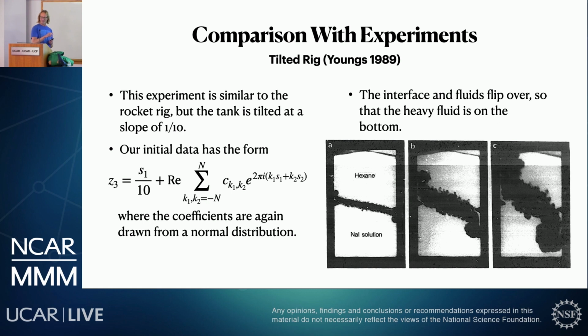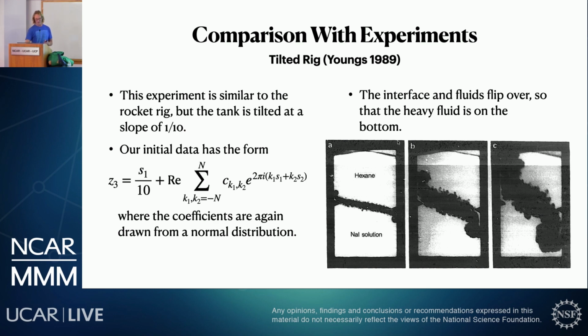Now you can improve this, you can make this rocket rig experiment even more exciting by tilting the tank by about 2 or 3 degrees. And the idea is that if you tilt this tank, you're going to flip over the fluid. So after the instability kicks in, the heavy fluid will then be on top of the light fluid.